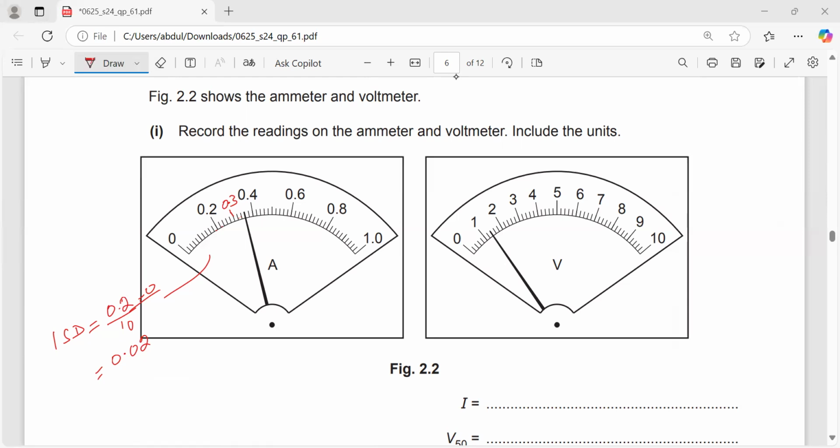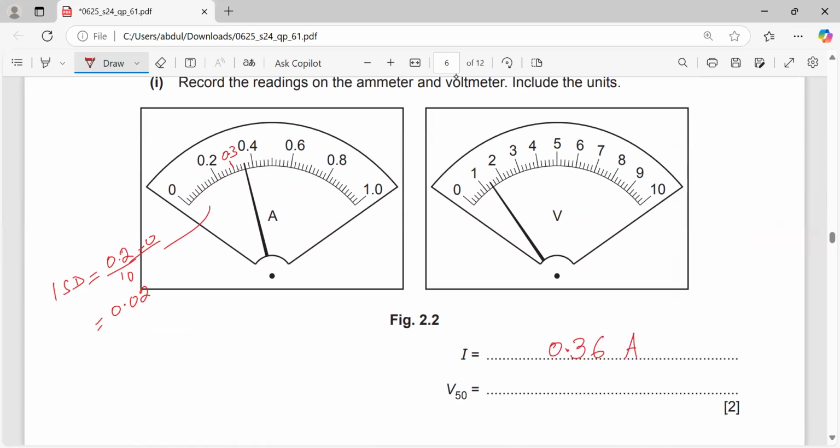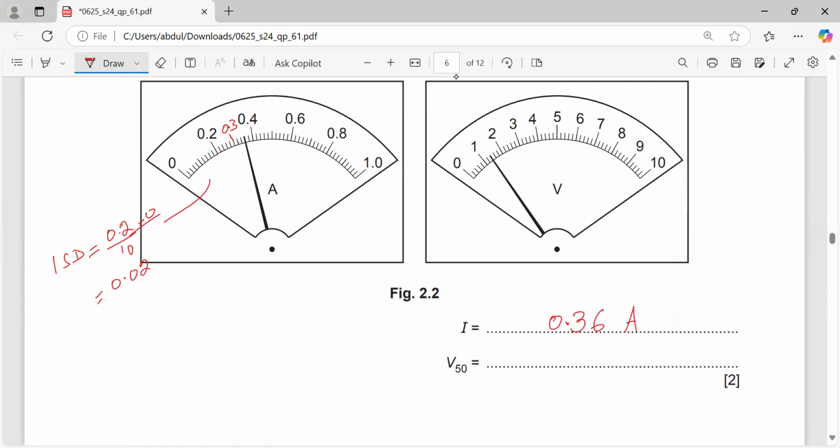So it is 0.36, and don't forget to write amperes. Similarly, the value for potential difference will be 1.4 and volts. Why? Because here the least count is 1 minus 0 divided by 5, so each line is representing 0.2 volts. So the resolution of this voltmeter is 0.2 volt, while the resolution of this ammeter is 0.02 amperes. So 1.4 volt, and 2 marks are scored. If anybody has a confusion or doubt, feel free to ask me.